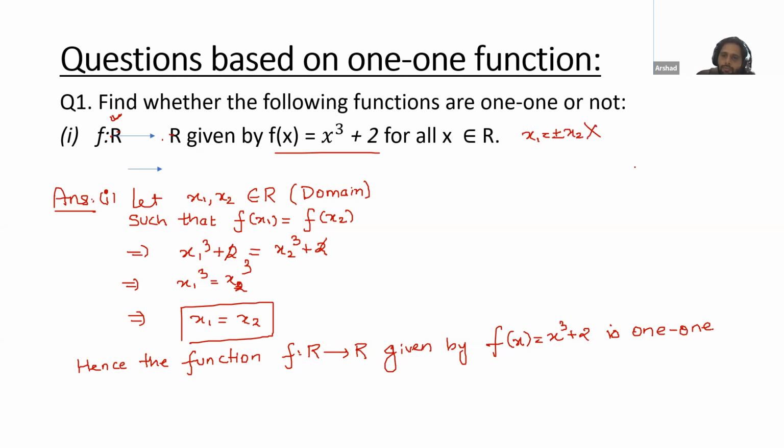Now, what is the logic behind this? Please check here. We have understood this from the arrow diagram. Suppose we have this set A and this is set B.